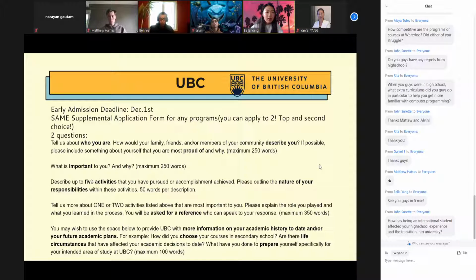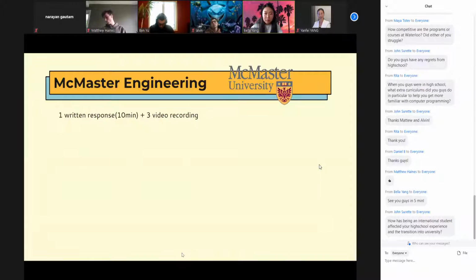And then it asks you to describe up to 5 activities that you participated in, aka extracurriculars. Because this only allows you to put 5 activities, you want to choose the ones that relate most to the program you choose. So either coding or hackathons, robotics clubs, stuff like that, or any leadership extracurriculars. And then it asks you to talk about your future plans, stuff like that.